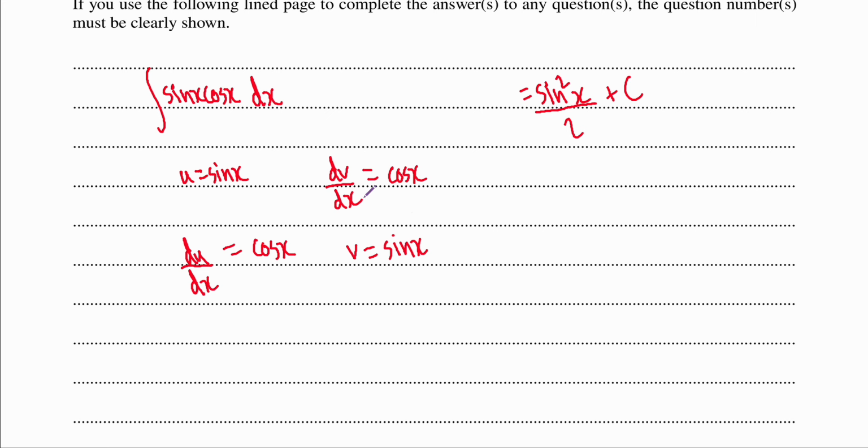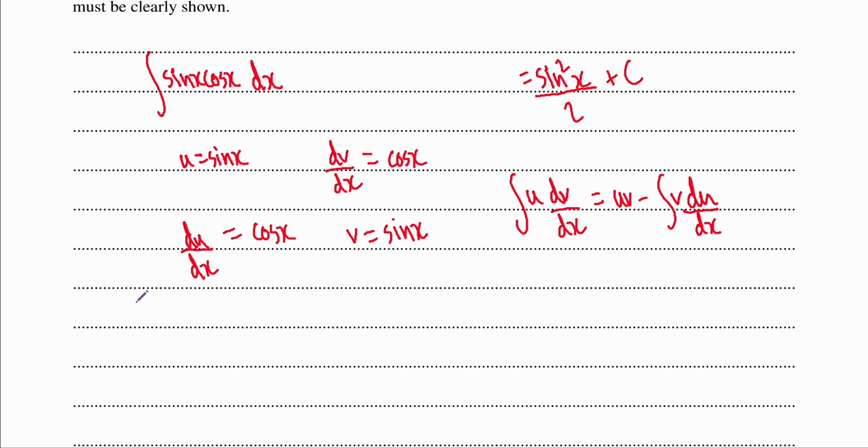We have all the things that we need. We just need to apply the formula. So the formula says the integral of u dv dx is equal to uv minus the integral of v du by dx. So we have everything we need. I'm going to call this integral I. I is equal to the integral of the sine of x times the cosine of x dx. And you will see why soon.